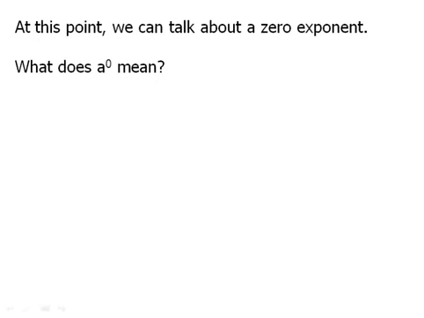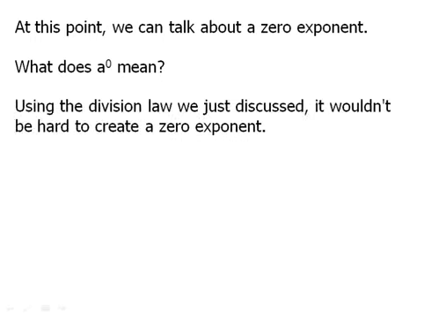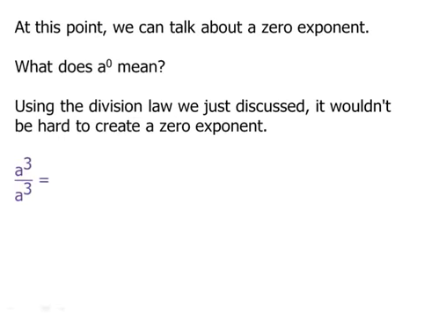At this point, we can talk about a zero exponent. So far, we've talked only about positive integers, but now we can expand to 0. What does a to the 0 mean? Using the division law we have just discussed, it wouldn't be hard to create a zero exponent. In other words, all we'd need is to divide two powers that have the same exponent, and the subtraction will lead to 0. So, for example, if I divide a cubed divided by a cubed, according to the law of exponents that we just have derived here, this means subtract the exponent. This should be a to the 3 minus 3, which is a to the 0.